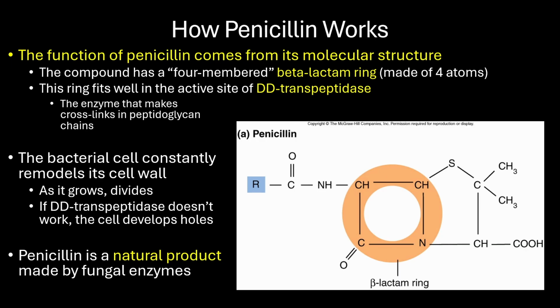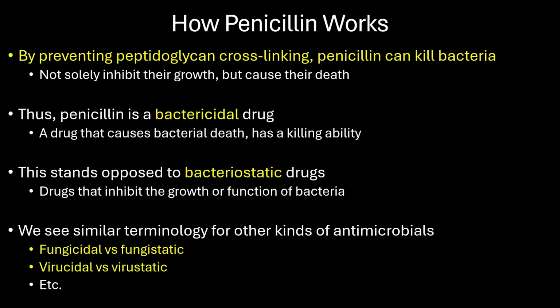Now, penicillin is what we would call a natural product, something that is made by another organism. In this case, this is a fungal product made by fungal enzymes. Now, by preventing peptidoglycan from forming these crosslinks, penicillin can actually kill these bacteria. It does not solely inhibit their growth, but it actually leads directly to their death. This is what we would call a bactericidal drug.